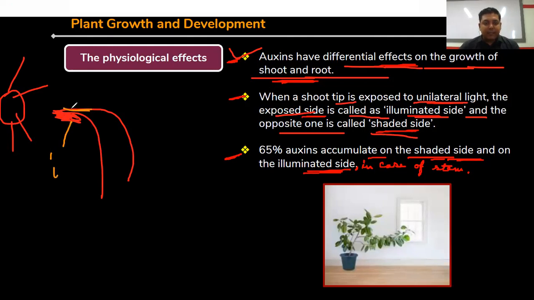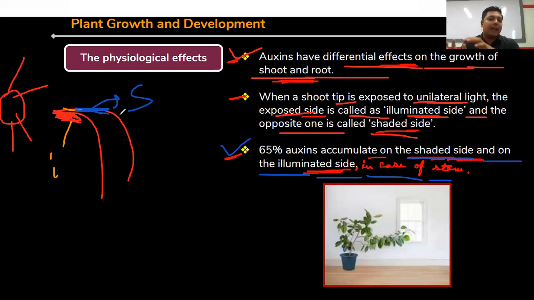And the other portion that is facing the dark, facing the opposite direction, is called the shaded side. In the case of a stem, 65% of auxins accumulate on the shaded side, clear, and the remaining are on the illuminated side. So that means in the shaded side, mainly the auxins are present. Am I clear to you?